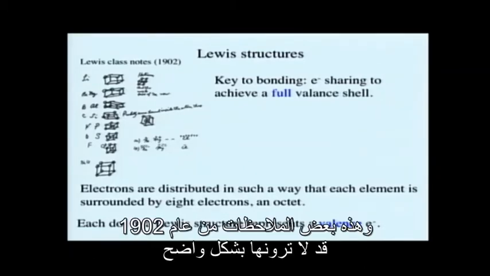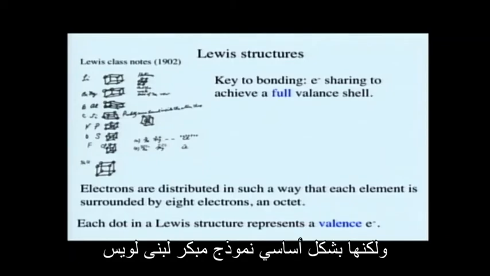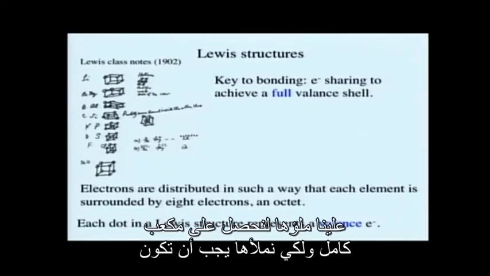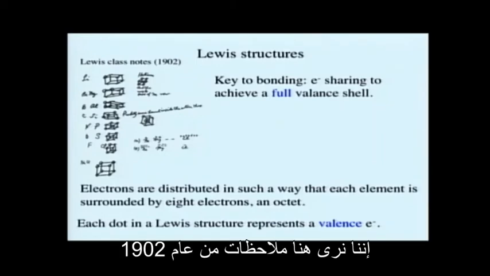And these are some notes from 1902, and you can't see them very well, but this was essentially an early form of Lewis structures, and this was called the cubical atom. So basically what he's showing in these cubes is that there are 8 spaces that need to be filled up to have a full cube. So in order to fill them, he would have to have 8 electrons or an octet around the cubes. So what we're seeing is notes from 1902.